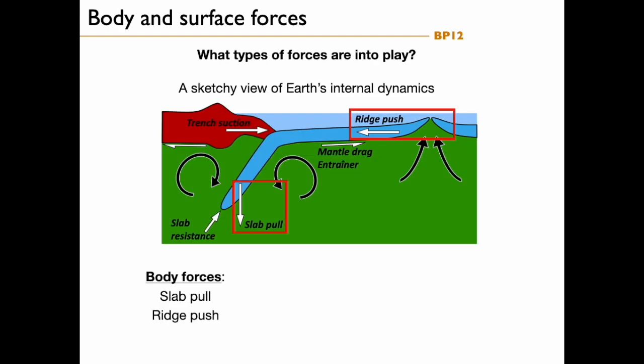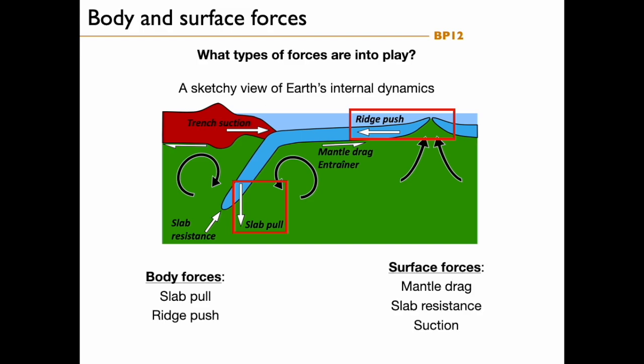So let's have a look at this sketchy view of the Earth's internal dynamics. What are the forces into play? So there will be body forces and there will be surface forces. So you see two important body forces here. This is the slab pull. That's the force exerted by a slab which is sinking into the mantle under gravity. It's supposedly denser. There will be ridge push. That's a force exerted by the ridge because we have here a high topography or topographic gradient across the ridge.